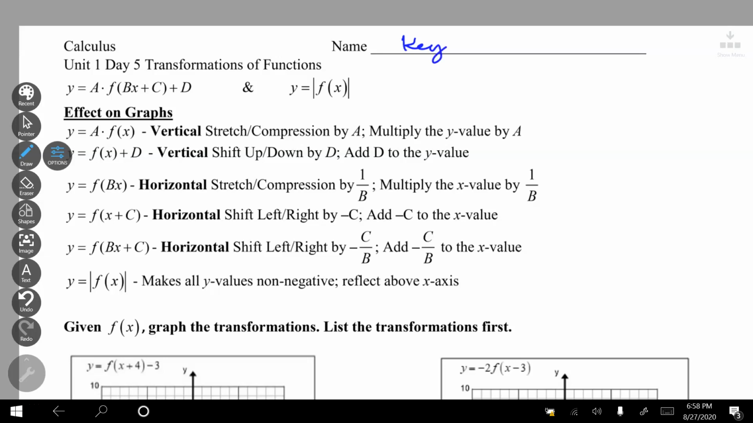So we're starting again. And we have our 4 letters A, B, C, D, and the absolute value of a function. And you've seen A before. A is outside the parentheses, and D is outside the parentheses, so they have vertical transformations. So let me move this over a little bit to the right.